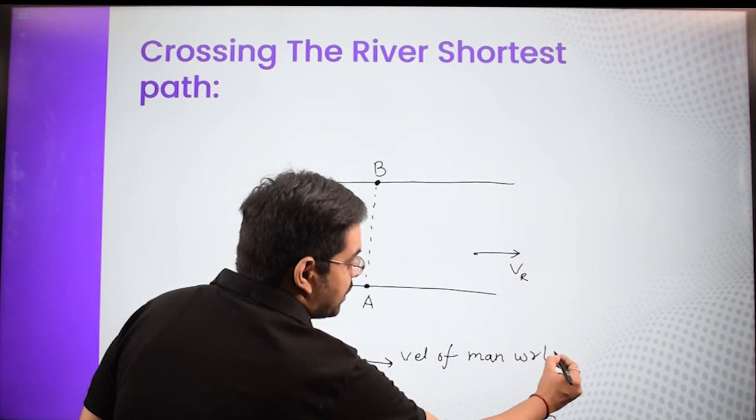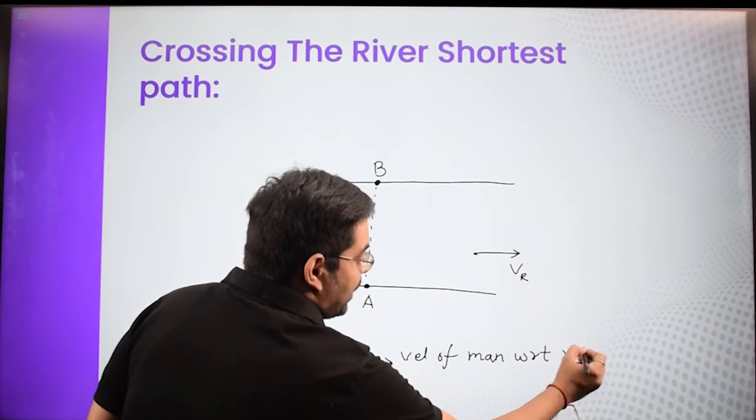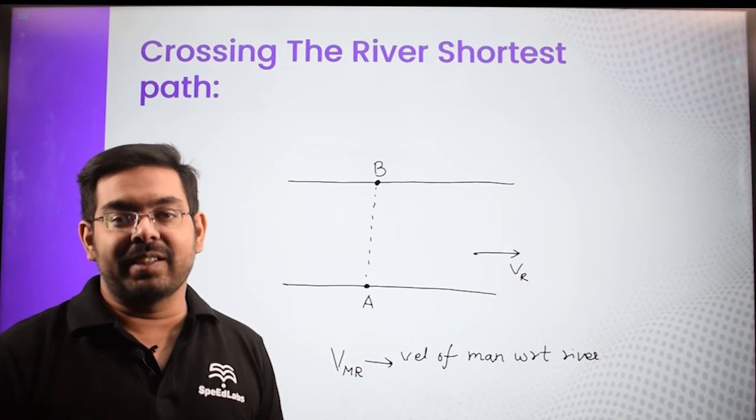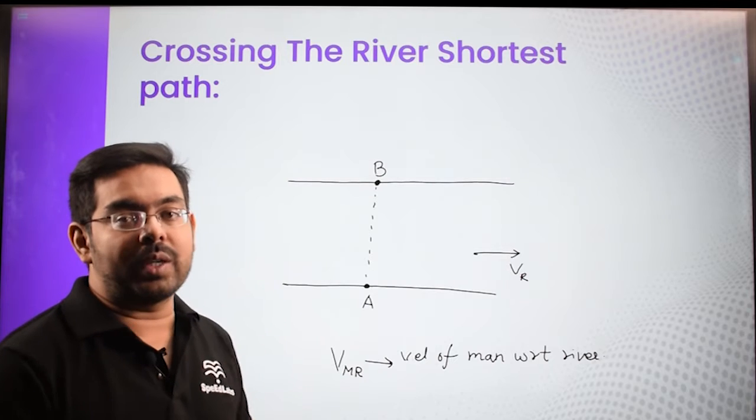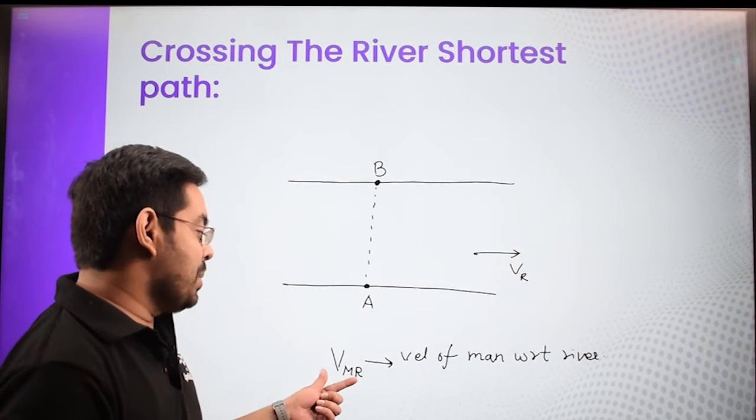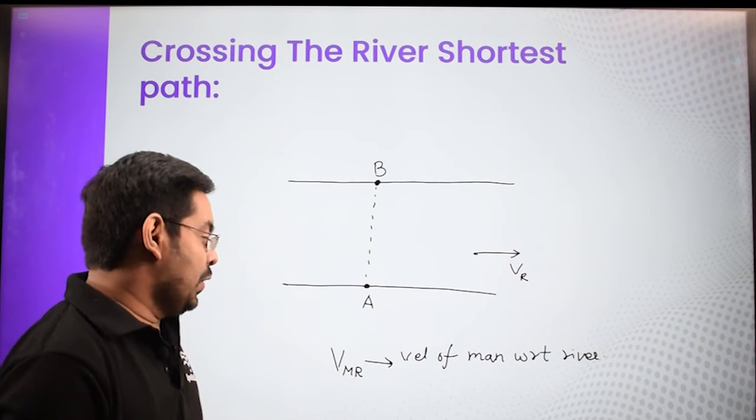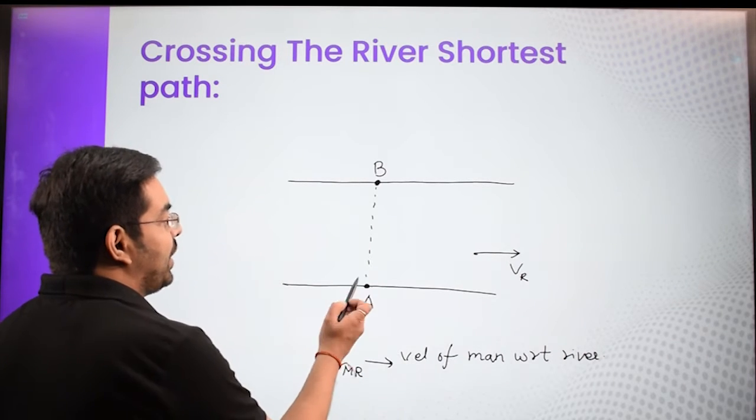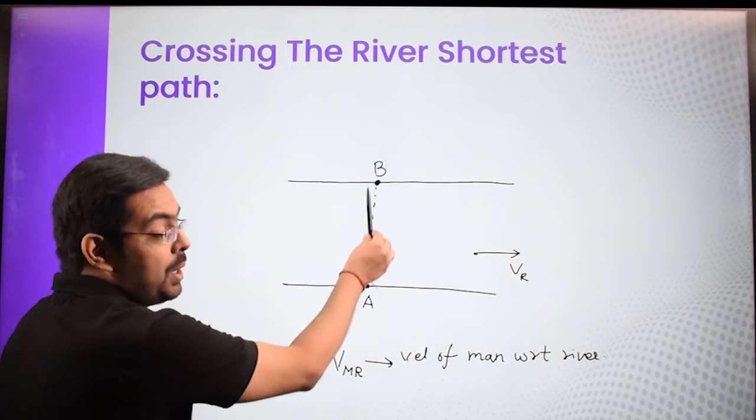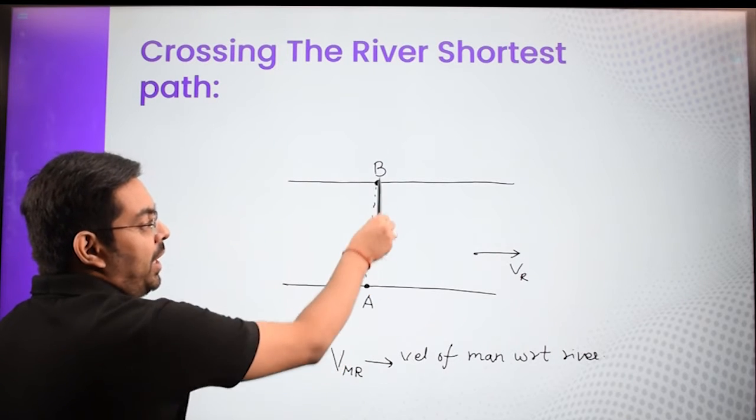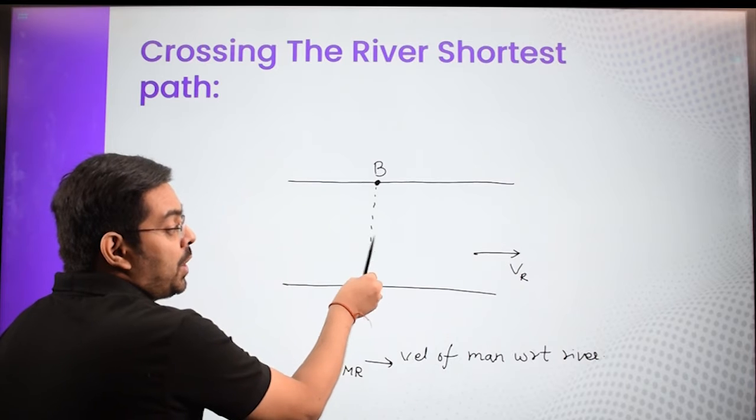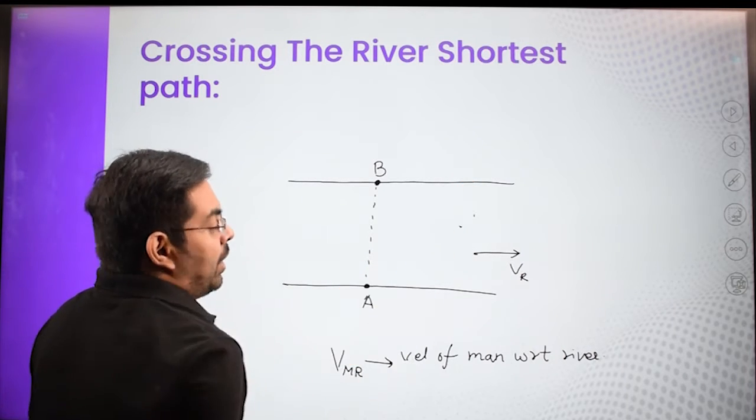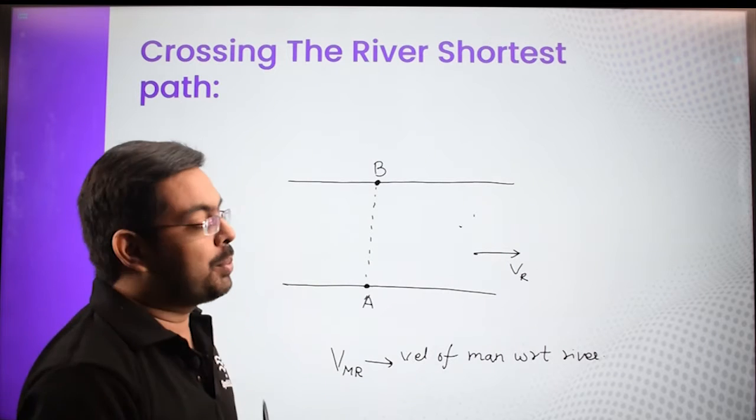This is the velocity of the man when the water in the river is stagnant. When the river is not flowing at all, if you measure the velocity of the man, this is Vmr. Now since the river also flows, if he tries to directly swim from A to B, the river will also drift him, and keep on drifting him towards the right, and he will not be able to reach point B.